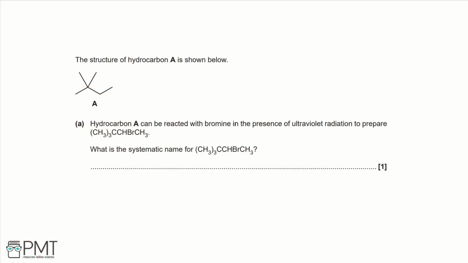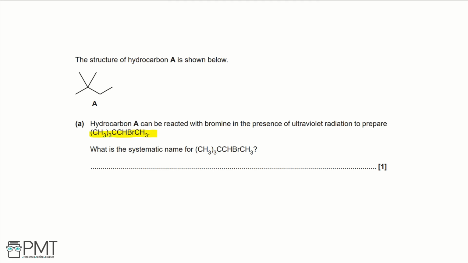The structure of hydrocarbon A is shown below. A. Hydrocarbon A can be reacted with bromine in the presence of ultraviolet radiation to prepare (CH3)3CCHBrCH3. What is the systematic name for (CH3)3CCHBrCH3? So firstly with this question, let's draw out the structure we need to name.